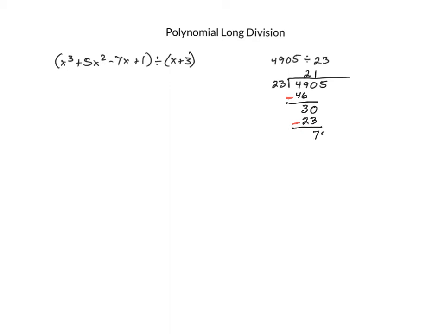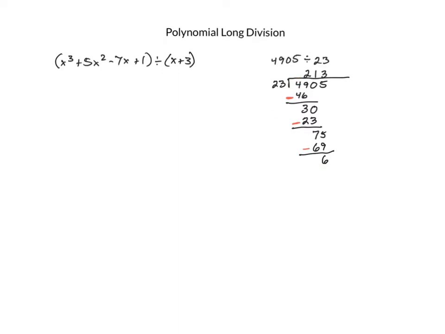Let's bring down our 5. We'll repeat the process one more time. 23 goes into 75 3 times. So 3 times 23 is 69. And we'll subtract one more time. And we get 6. So we know that our quotient is 213 and our remainder is 6.